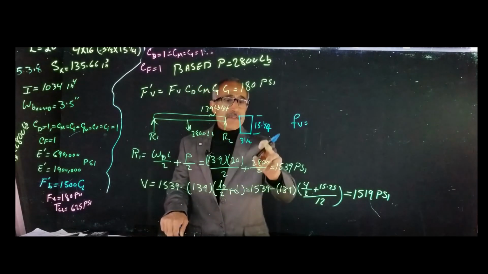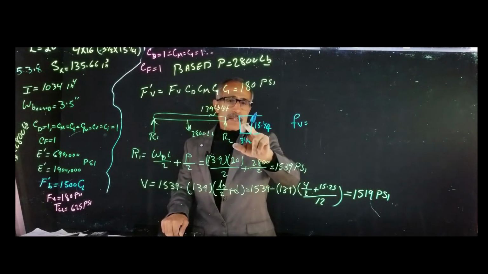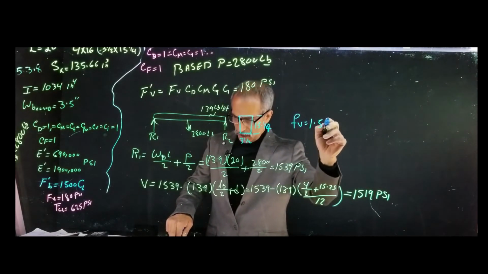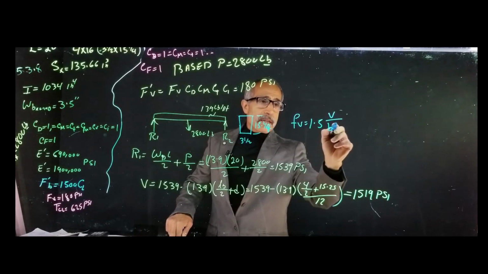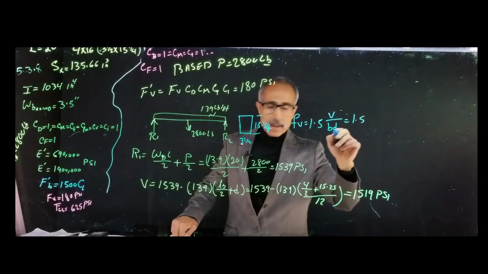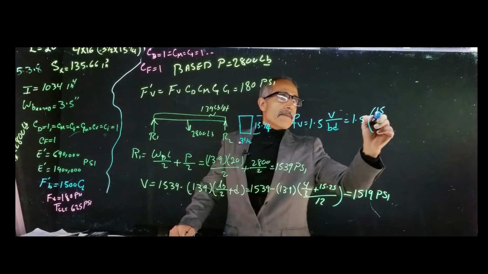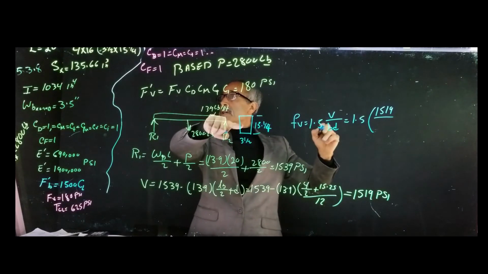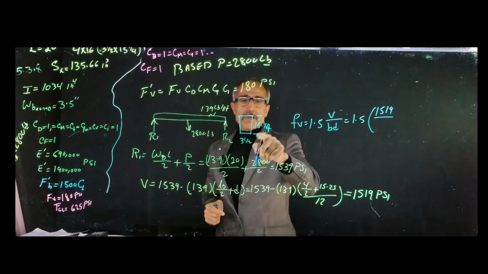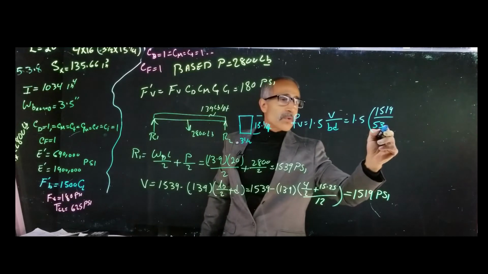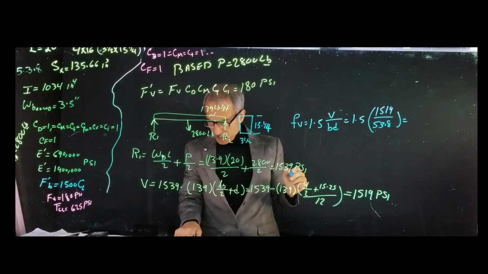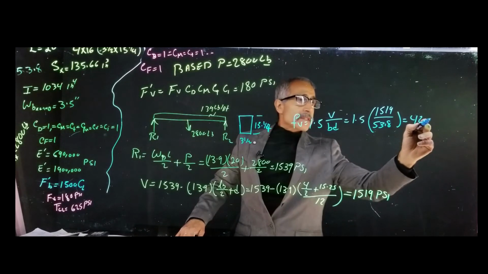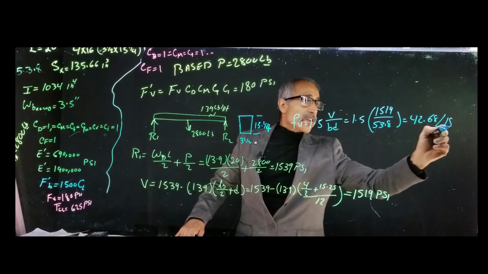So anyway, FV is equal to VQ over IT, but for a square shape like this, it's 1.5 times V over BD. So it becomes 1.5 times our V, which was 1519, and BD is 10.5, the area of this shape, which came out to 53.8 from the table, or you can multiply these two by each other, which comes out to 53.8. So that comes out to 42.6, which is way less than 180. So the shear checks out.